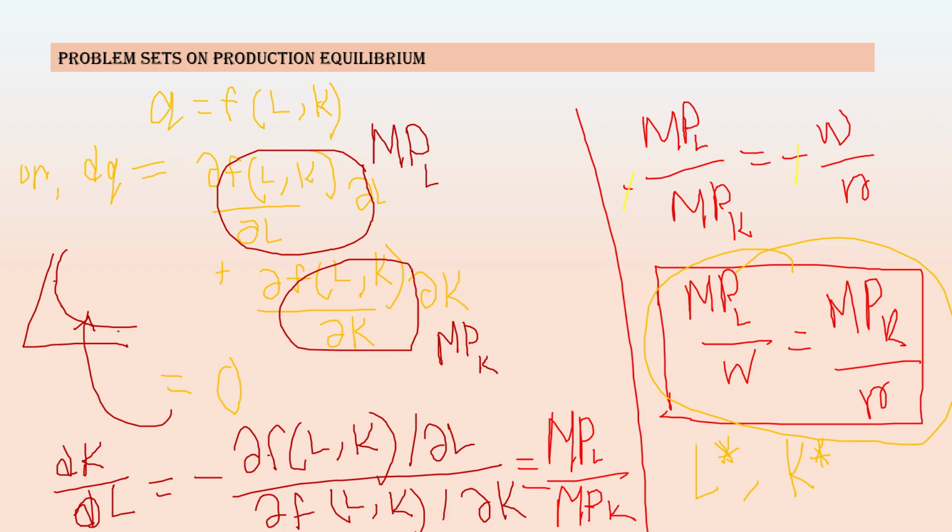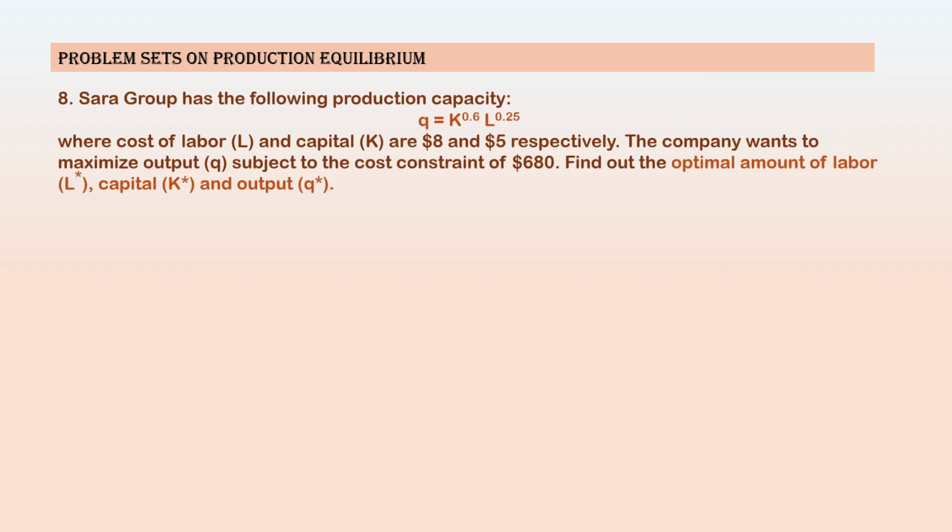And basically, this is the solution to this problem, by the way. Okay, so coming to our next question. I've been given the following production function, that is Q equal to K to the power 0.6, L to the power 0.25. So we are already familiar with what K and L mean, and the cost of labor and capital are $8 and $5 respectively. The company wants to maximize output subject to the cost constraint of $680. Find out the optimal labor L star, capital K star, and output Q star.